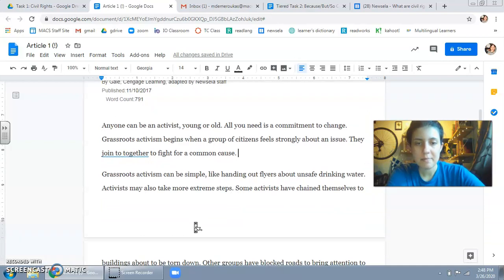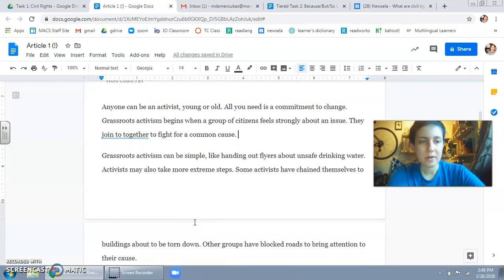Now I'm moving on to the main text of the article. So this is where if you want on your own document, you can highlight or annotate. Anyone can be an activist, young or old. All you need is a commitment to change. Grassroots activism begins when a group of citizens feels strongly about an issue. They join together, there's a typo here, they join together to fight for a common cause.